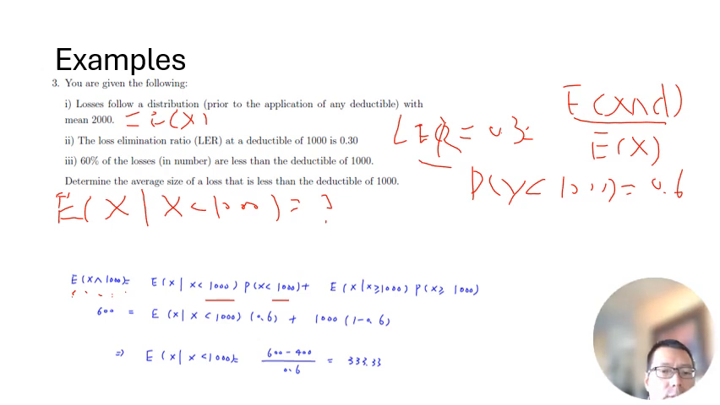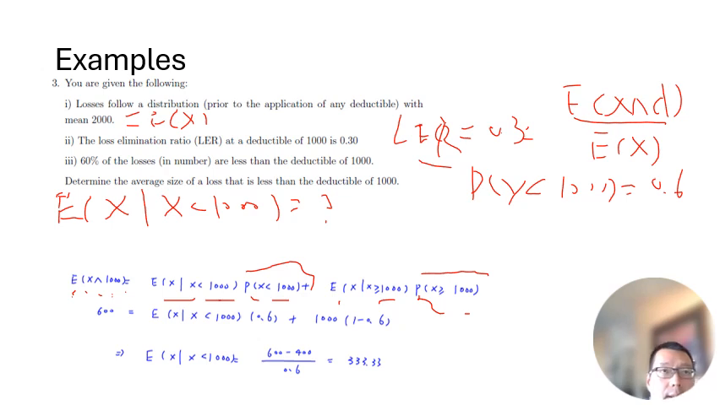So once you know this, then expected value of X given X is less than 1000 is this part. Then all we need is to figure out this part, which we already know, and this part, which we already know too, and this part, expected value of X given X greater than 1000. But if X is greater than 1000, the expected value would just be 1000 because it's capped at 1000, right? So from here we can just apply this formula.